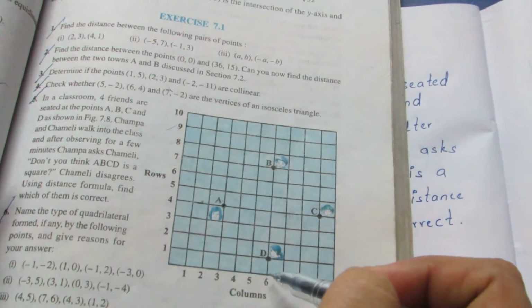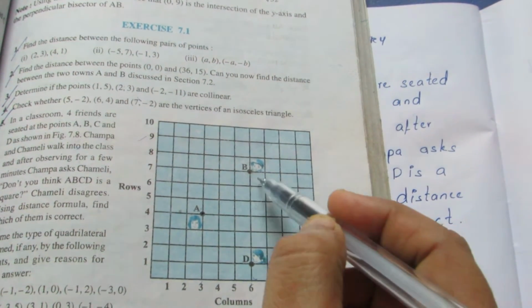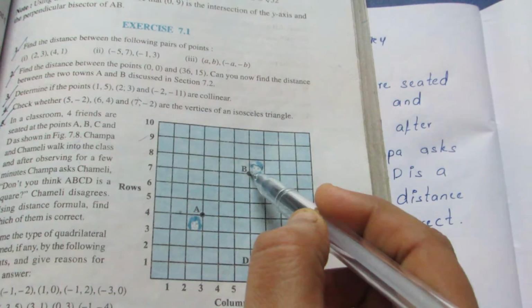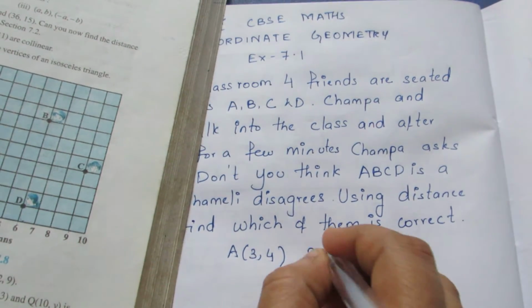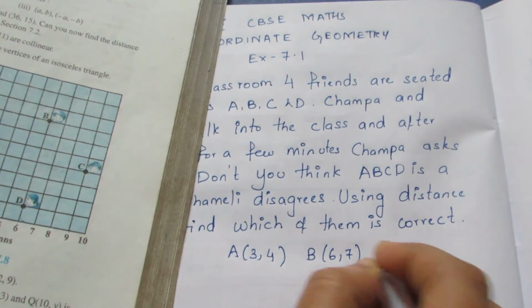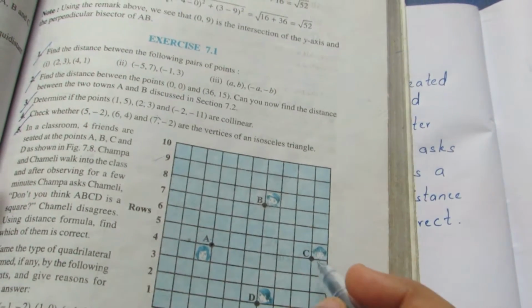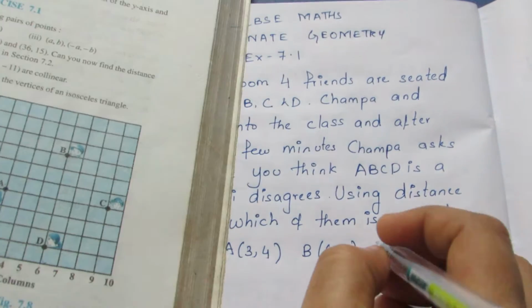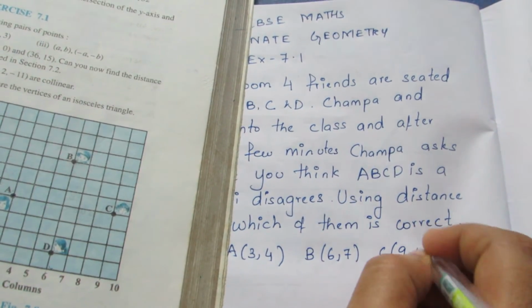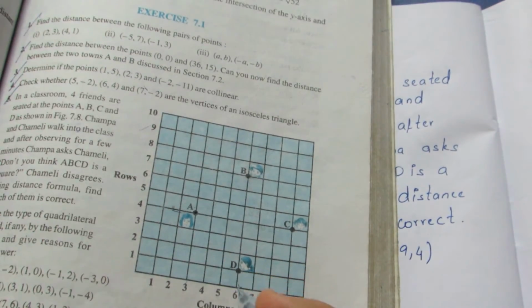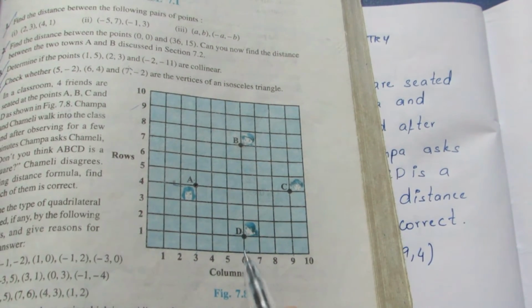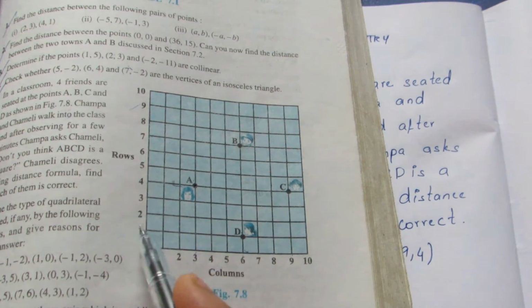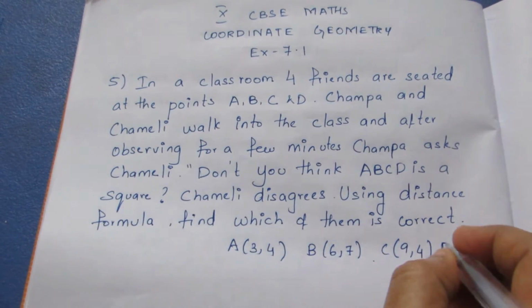For point B, always see the x first. It is 6. So 6 comma 7. Point B is 6 comma 7. Now let's see C. C is 9 comma 4. For D, x axis and then the y axis, so this point is 6 and 1. So D is 6 comma 1.